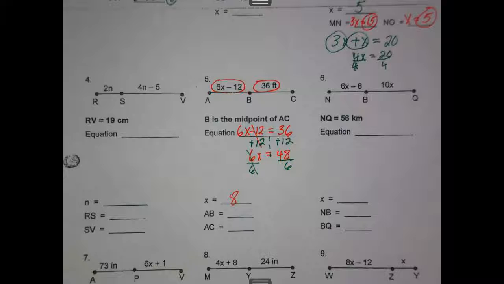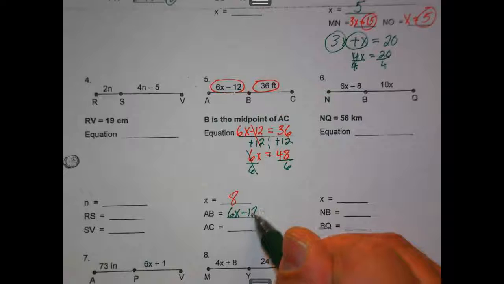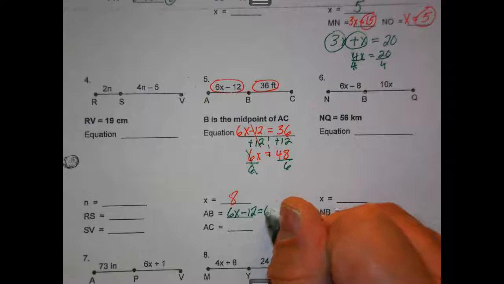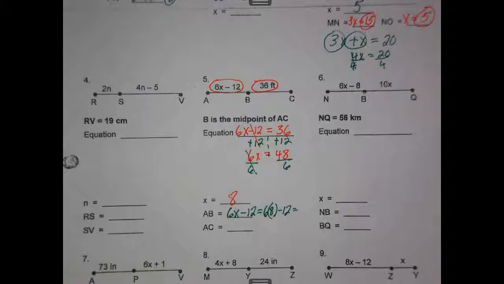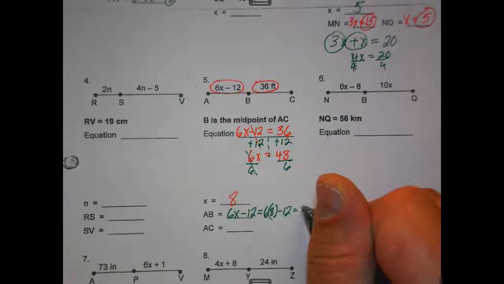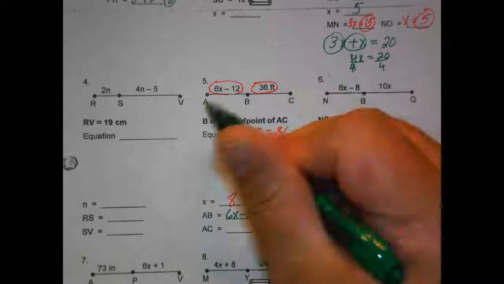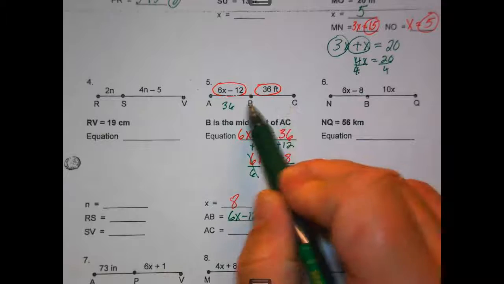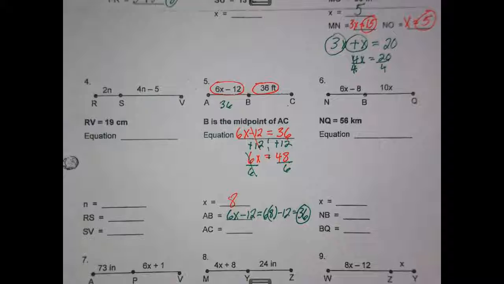AB is 6x minus 12. I know x is 8, so I have 6 times 8 minus 12. 6 times 8 is 48, minus 12 is 36. If AB is 36, we know that BC is 36. We could have just stated that it was 36 because they're equal to each other.